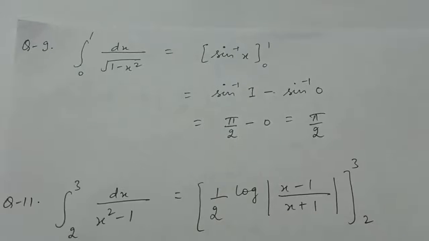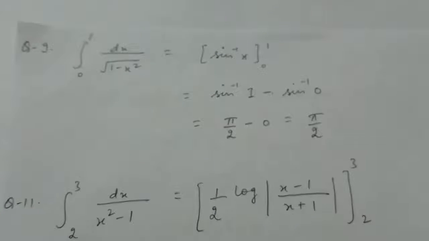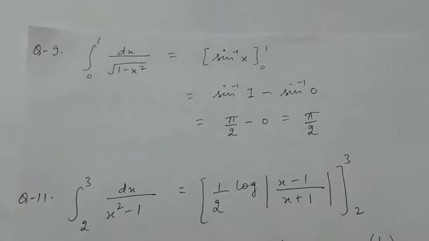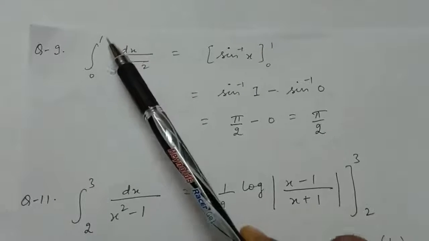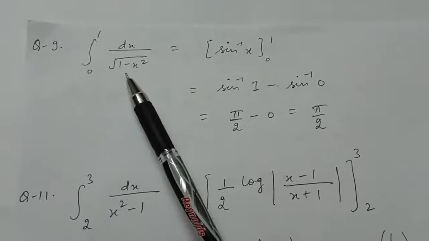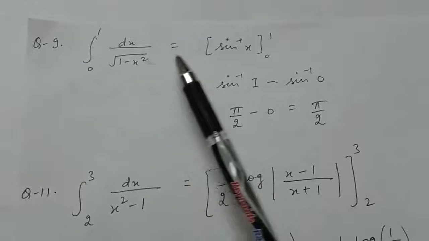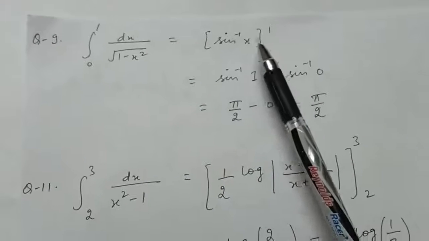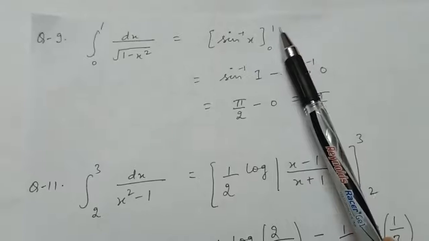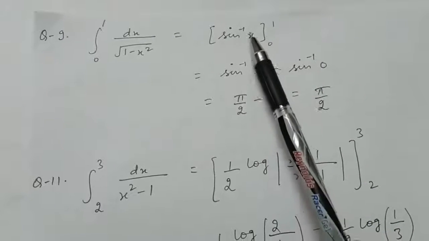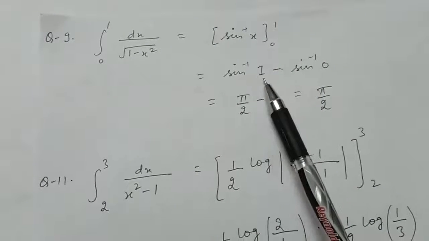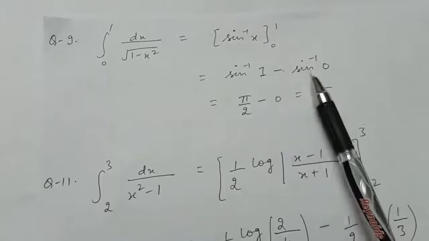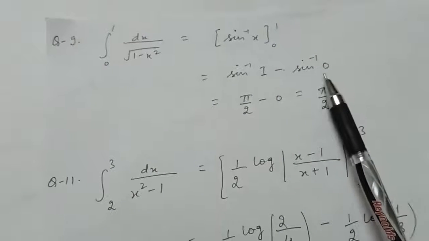Question number 9 is the integral of 1 upon root 1 minus x square into dx and the limits are from 0 to 1. So first of all, the integral of 1 upon root 1 minus x square is sine inverse x. Limits are from 0 to 1. Now put limits into this function. So you will get sine inverse 1 minus sine inverse 0, right?